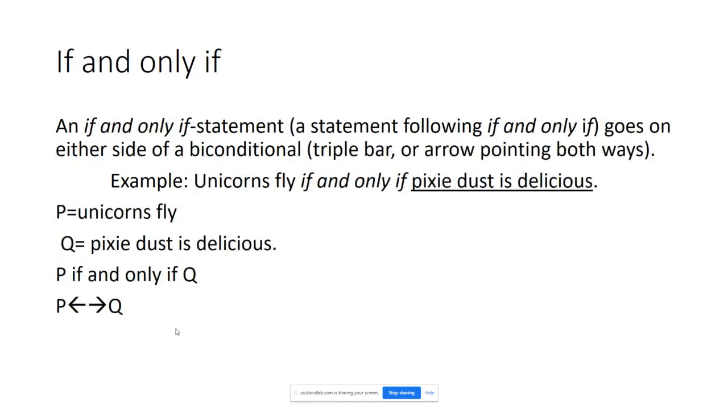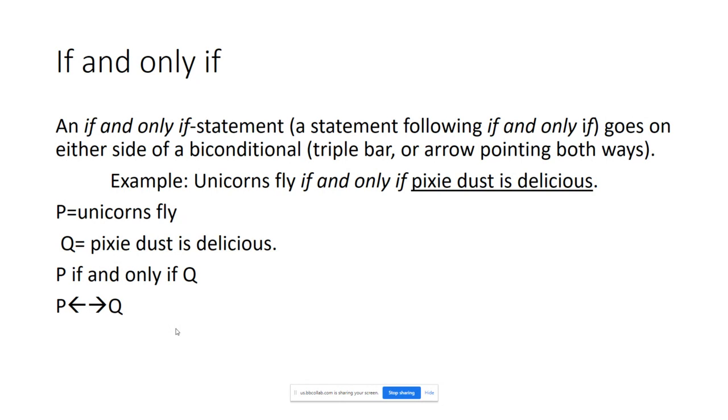All right. Now, what if you put those two together? If and only if. What do you do if you have an if and only if statement? That is a statement which follows if and only if in an English sentence. Well, in that case, an if and only if statement goes on either side of a biconditional symbol. That's a triple bar or an arrow pointing in both directions.